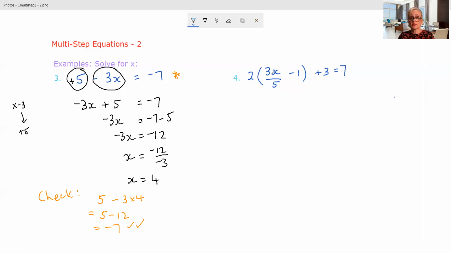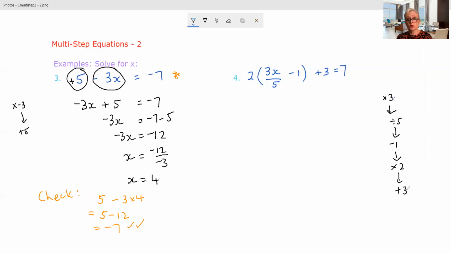Quite a few things have happened to the x here. That's okay. Don't freak out if it looks complicated. You've just got to be systematic about it. You're going to do the opposite thing in the opposite order. So what's happened first? It's been multiplied by 3. Then it's been divided by 5. Then 1's been taken away. Then that's been multiplied by 2. And then 3's been added.